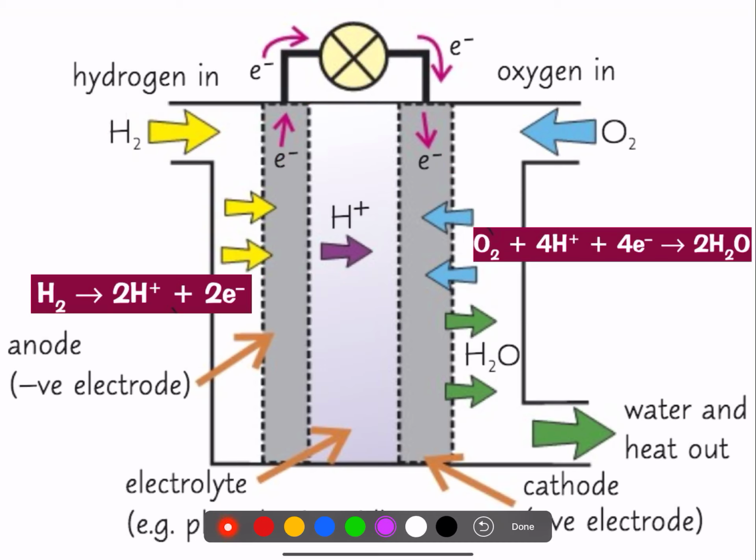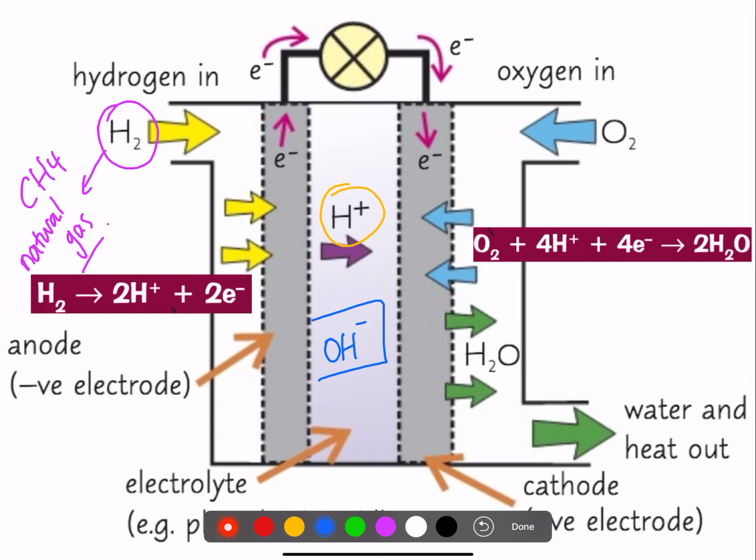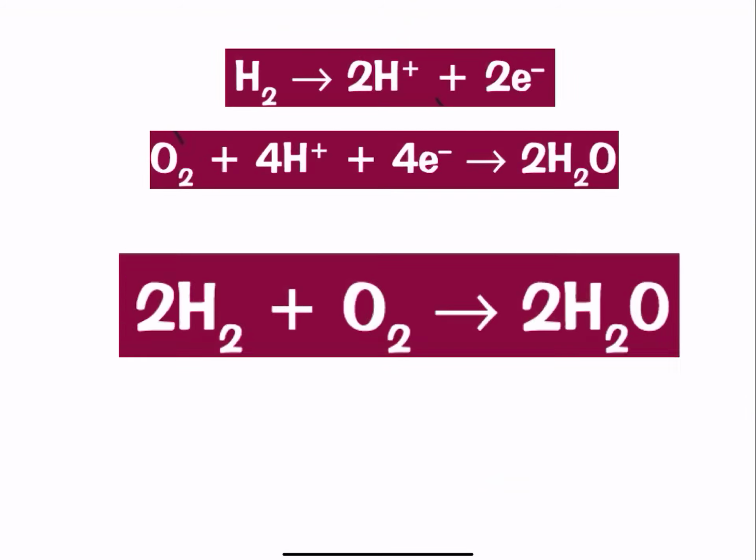Now, they might also ask you, where does hydrogen come from? Hydrogen is obtained from methane. Methane is an example of natural gas. Okay, so that's where hydrogen comes from. Also, they might ask you if this is an acidic or an alkaline fuel cell. Because you have hydrogen ions, you know it's acidic. If you had hydroxide ions, then it would have been an alkaline fuel cell.